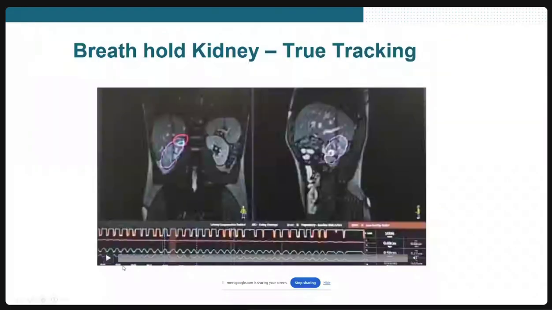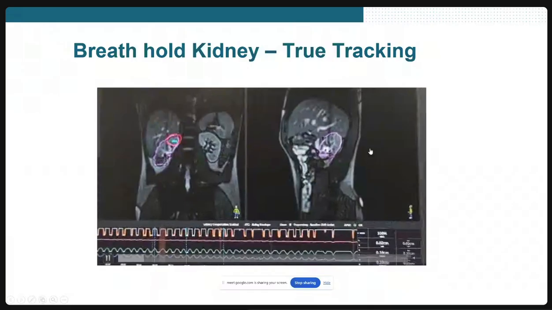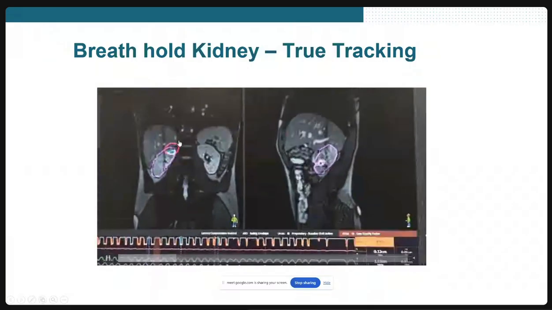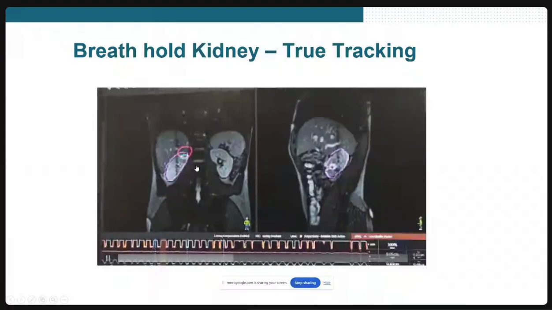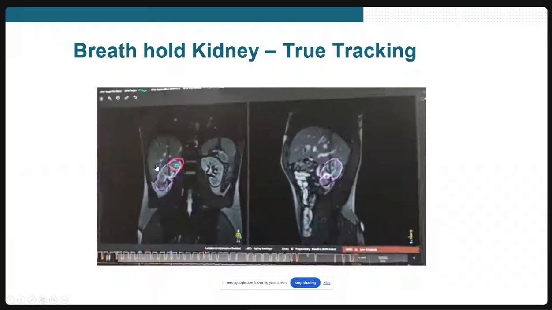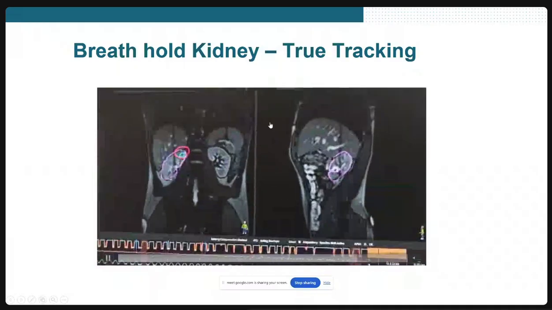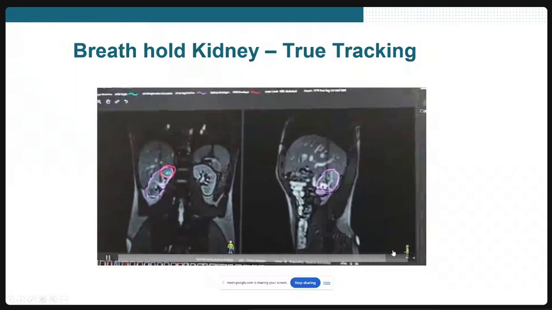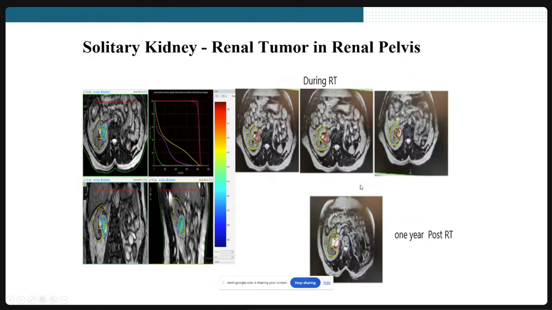This is another patient where we wanted to treat the upper pole of the kidney, and we could match only that part and then deliver the dose to that. This is the precision with which the system works: whenever the tumor comes here, the system delivers. You can see all the structures around it, in the coronal, sagittal, and transverse views. So you can get a clear idea of what is happening in the patient, and then accordingly deliver the tumor dose.